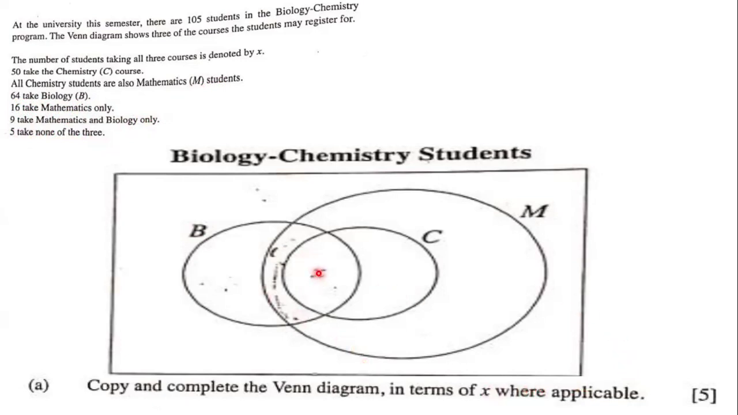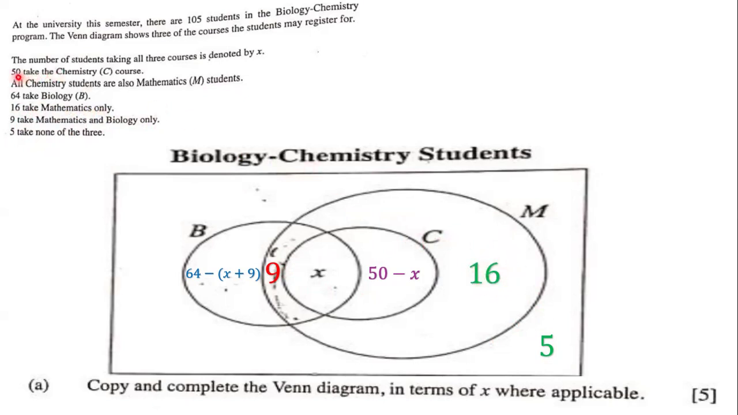And so notice that we have X in the middle. It says that the number of students taking all 3 courses is denoted by X. So X must be in the middle. Next, what do we have? Well, they tell us that 5 take none of the 3. So that's why 5 is on the outside of the circles. Next, they tell us that 9 take mathematics and biology only, so 9 is going to be here. And then it says 16 take mathematics only, so 16 is going to be here for mathematics only.